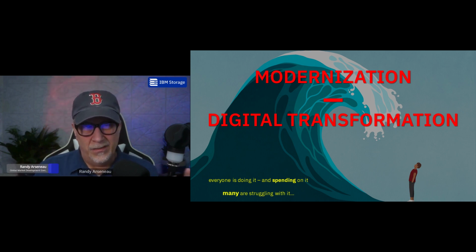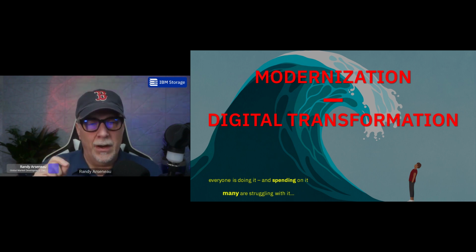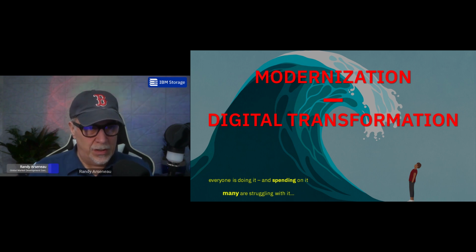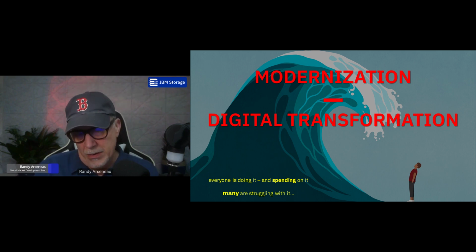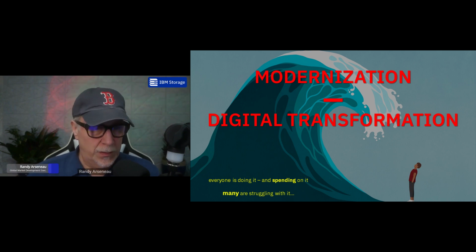It's very amorphous. It means a lot of different things to a lot of different people. So we want to specifically talk about how modernization is leveraging technologies like containerization and in particular OpenShift, and how that can be used to accelerate modernization and, more importantly, to overcome some of the challenges that come along with these large-scale modernization and digital transformation initiatives.